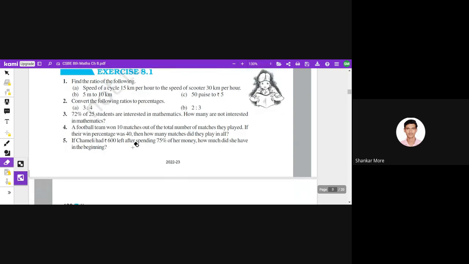Okay, so the third question is: 72% of 25 students are interested in mathematics. How many are not interested in mathematics? Again, if you remember the formula, you can simply put it in and find the answer. So you have to find 72% of 25. How will you find it? We can do it like this.